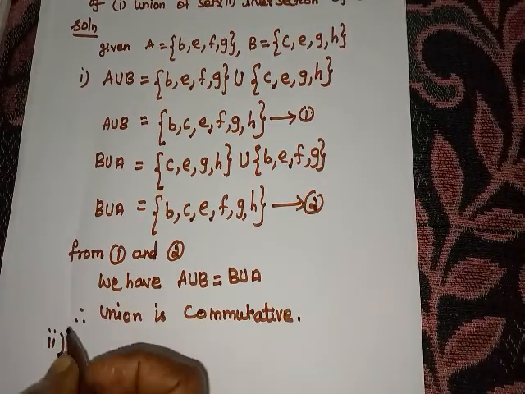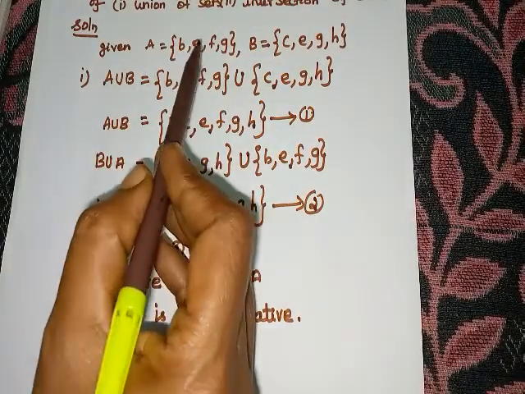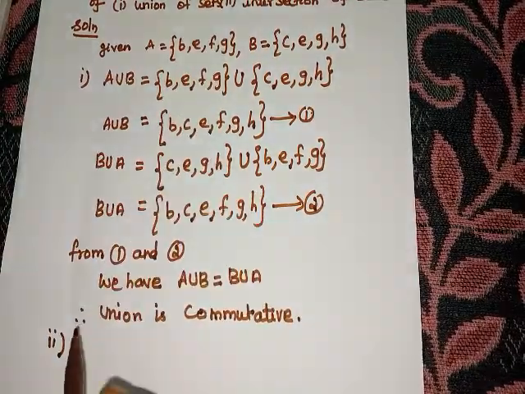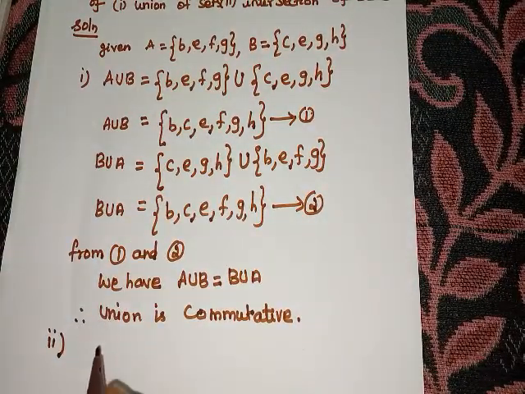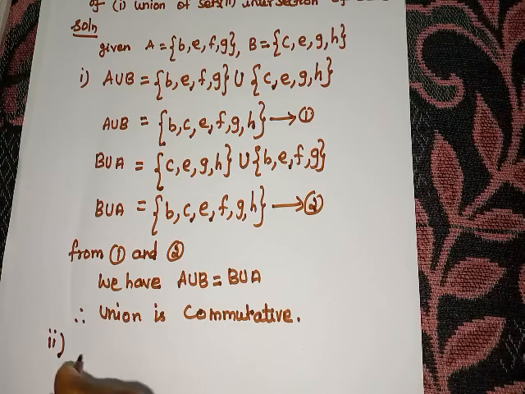In the same way, let us find out. Already A and B we have written, so directly A intersection B can be written. The second subdivision is that set intersection is commutative, which we need to prove. Set intersection is commutative in the sense that A intersection B is equal to B intersection A. So we have to find A intersection B and B intersection A.